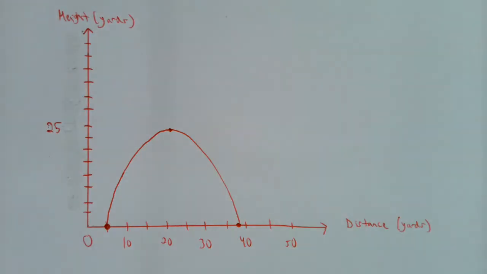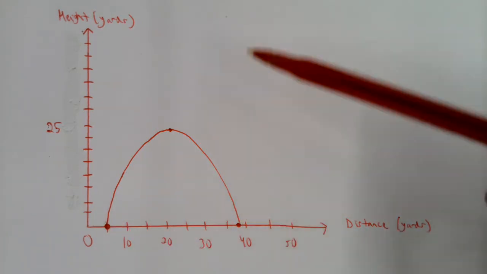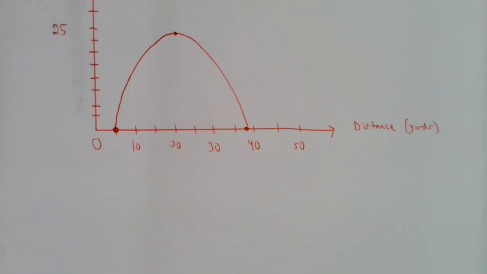We don't even need to do this graph. I'm just doing it to show you. So I made a mistake right there, but it doesn't really matter in the grand scheme of things. I'm just doing this to show you what's going on. Blue jay is going from 5 to 38. That means that blue jay is traveling 33 yards.